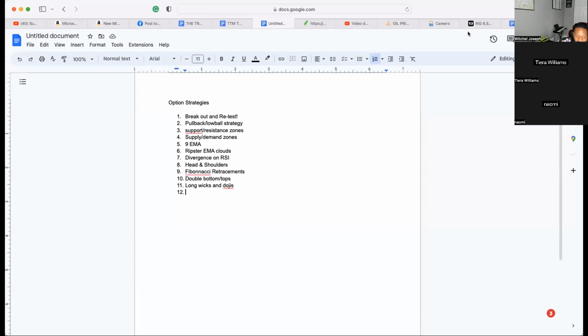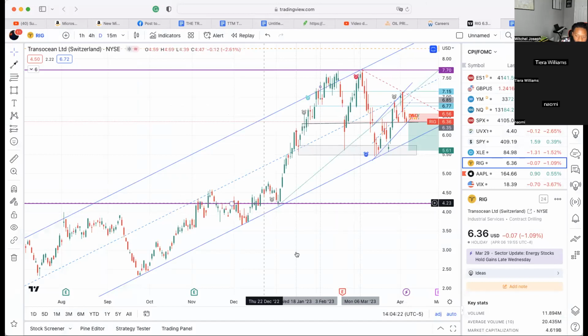Just testing out some strategies. What we want to do is go back in the past and test out our strategies and see how they play out. That way we can keep sharpening our skills and know how effective our strategies are. The market doesn't have to be open for you to test yourself. So like this is a stock I've been playing.